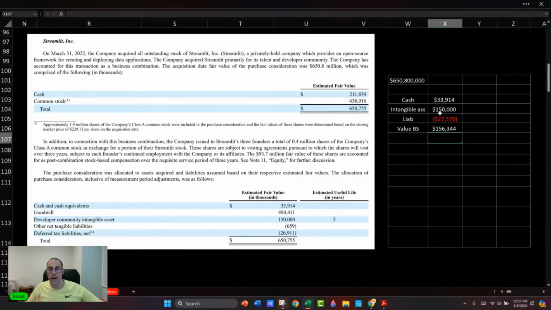I think the reason they're acquiring this company is the intangible asset they're receiving. I don't know exactly what this company does, but whatever software or something they have is of value to them. So they're paying $150 million for this intangible. This is going to go on Snowflake's balance sheet. So they're only actually receiving $156 million of assets, of value from this acquisition. So the difference is goodwill.